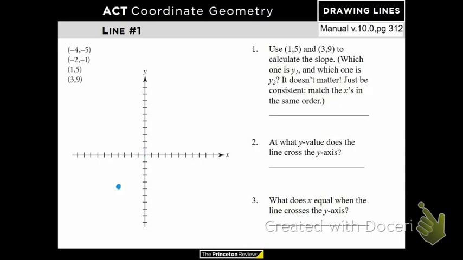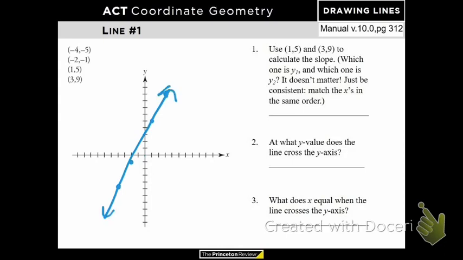Okay, next point is -2, -1. So again, go left 2, down 1. 1, 5 means I'm going to go right 1 and up 5. And then 3, 9, so right 3, up 9. So then I can go ahead and graph my line here.